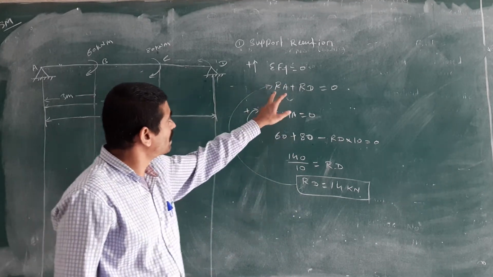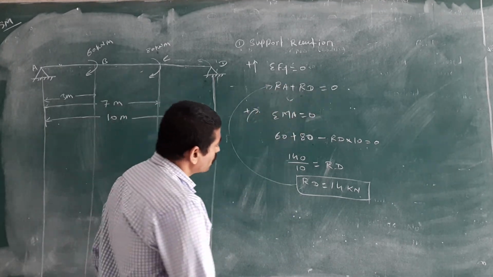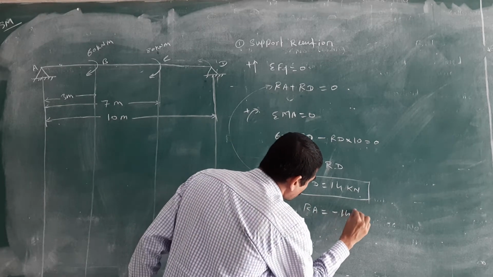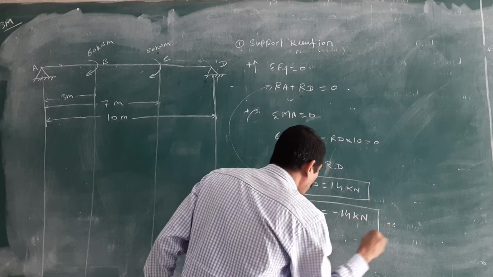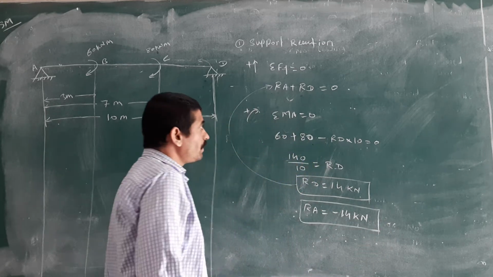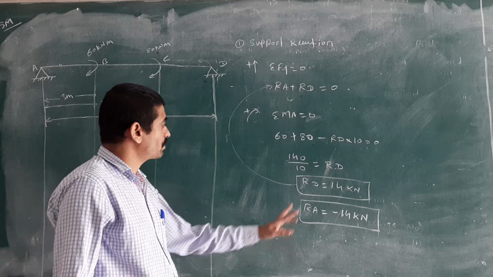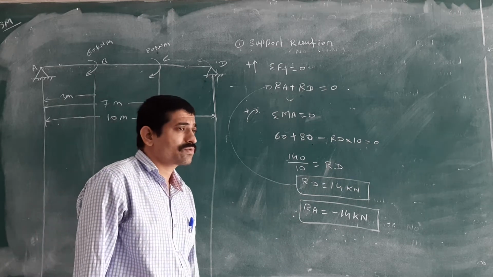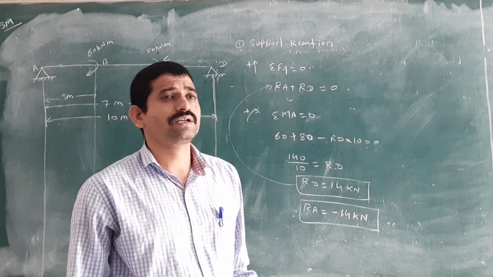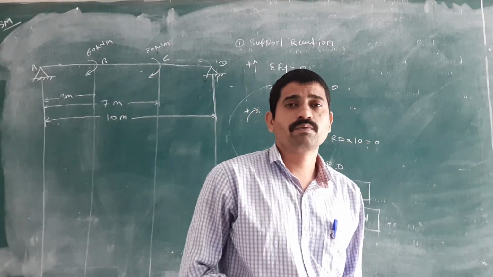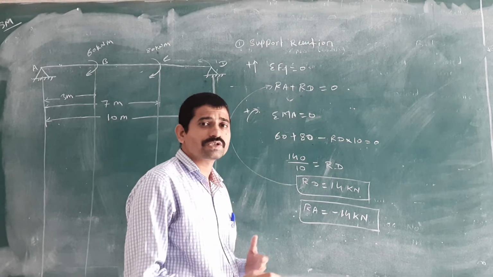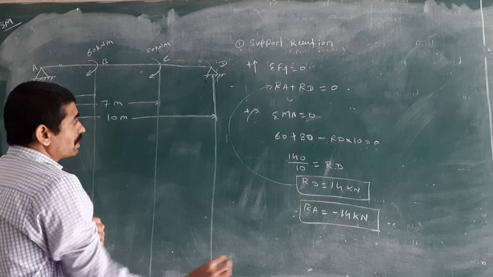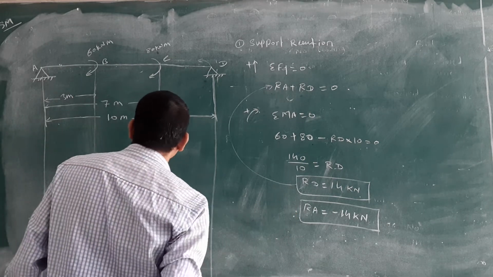Once you have the RD value, put this value in that equation. What is the equation? RA plus RD is equal to 0. Then what is RA? RA is equal to minus 14 kilonewton. Okay, all of you getting how to calculate? Very simple. When you find the SF calculations, don't consider the bending moment. When you calculate the bending moment, then you have to consider the bending moment. Very simple. Okay, then you will get RA and RD.